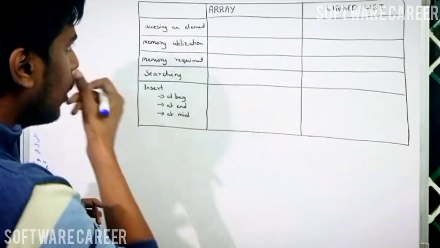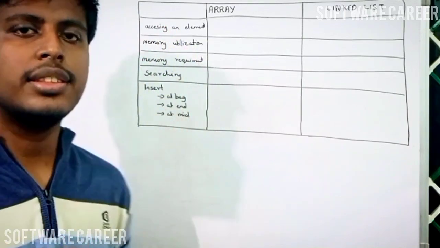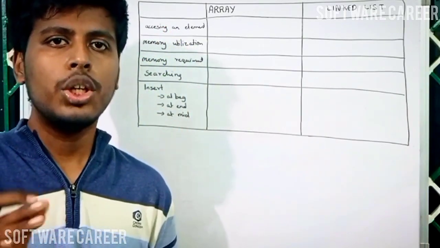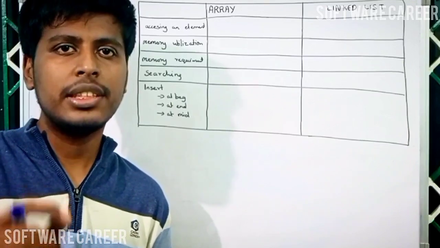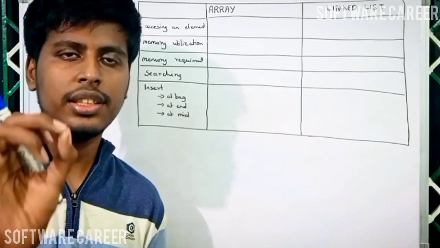Now the first parameter is accessing an element. What does accessing an element mean? Accessing an element means you want to find an element present at a particular index. You are given an index and you should find the element present at that index.